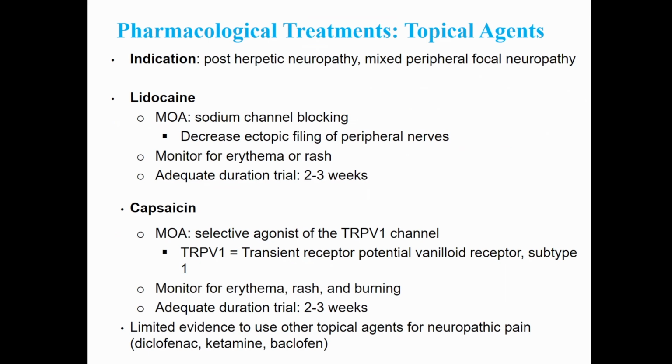And then when we think about other topical agents, there are definitely other ones out there. There's diclofenac, there's ketamine, there's baclofen. There's limited evidence for neuropathic pain. Diclofenac, we think more commonly is used for musculoskeletal pain. And there may be anecdotal evidence for ketamine and baclofen, though it's really case specific and it's not as commonly used as topical agents.